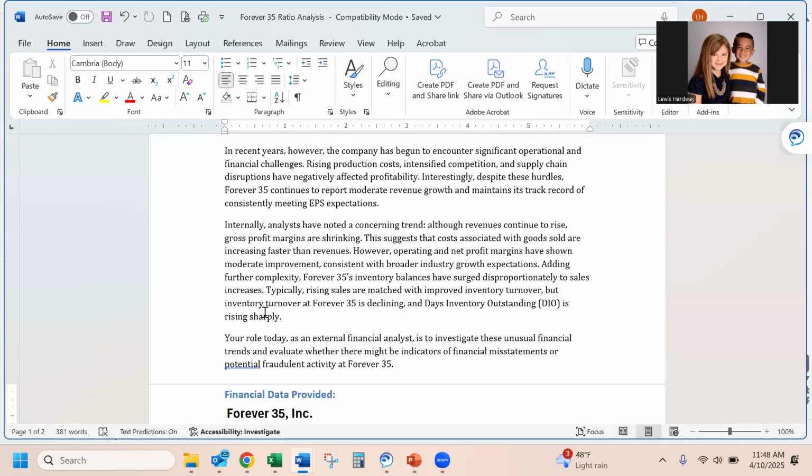I put here your role today, and I made you an external financial analyst, is to investigate these unusual trends, decide whether they might be indicators of perhaps mistakes or potential fraudulent activity. And I always try to put potential because you can't say with resolute yes 100%, like you just don't do that.